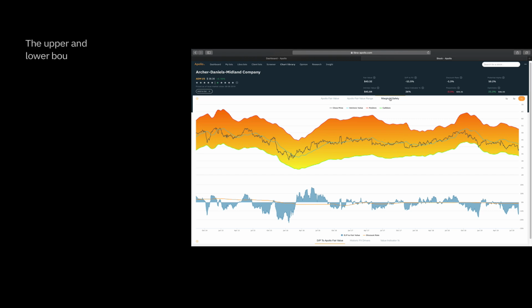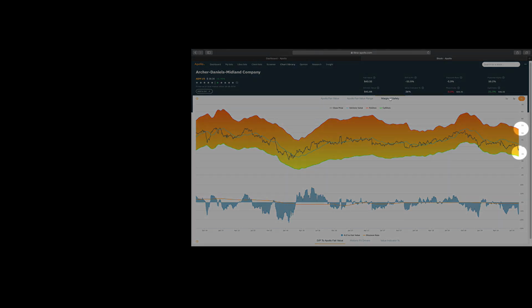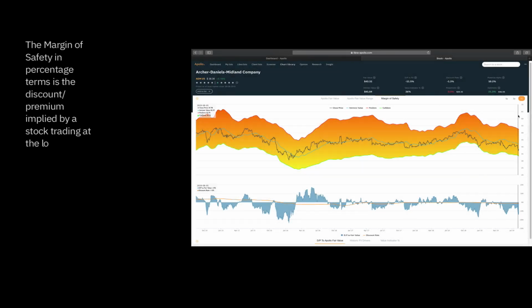The upper and lower boundary terms represent the maximum value for the call or put options implied by that strike price on a 12-month basis. These can be seen here on the margin of safety chart. And the margin of safety in percentage terms is the discount or premium implied by a stock trading at the lower boundary.